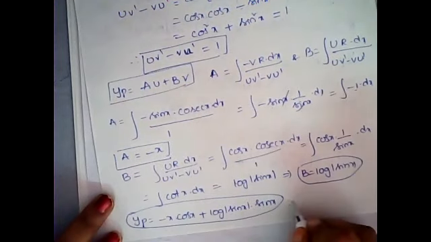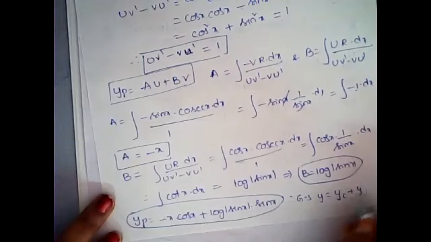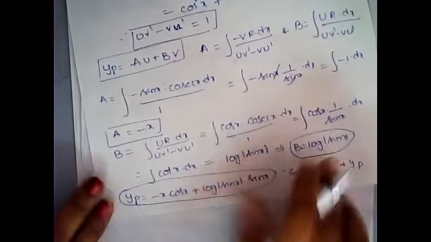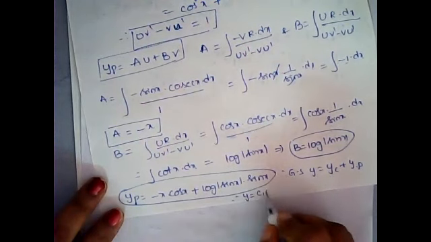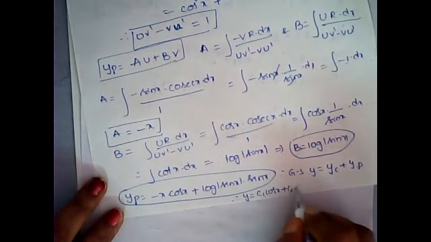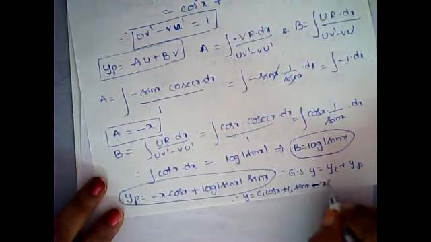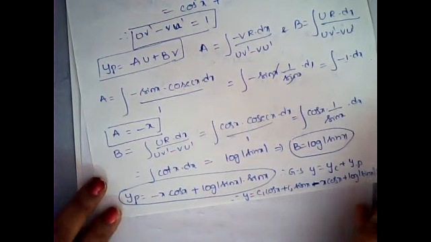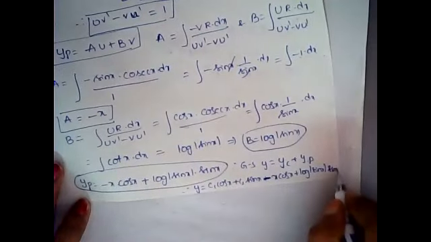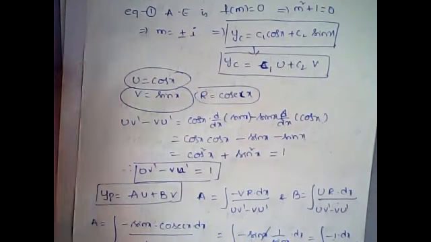So finally, the general solution is y is equal to yc plus yp. Whatever yc we got, we need to write it. Therefore, y is equal to yc, which is c1 cos x plus c2 sin x, and here minus x cos x plus log mod sin x into sin x. So this is the required solution here. In this way we need to solve variation of parameters.